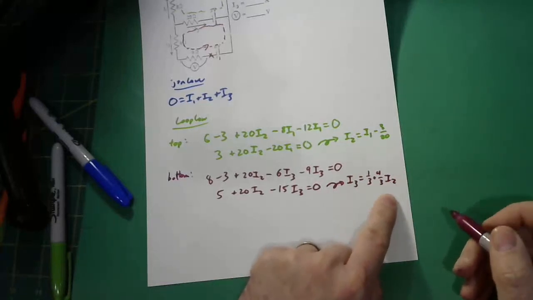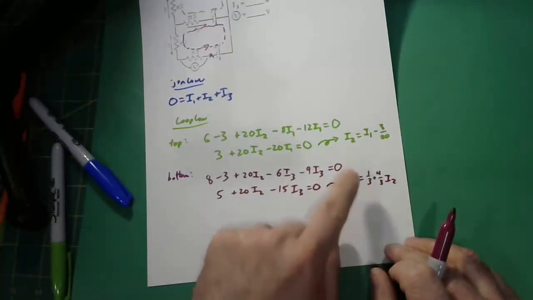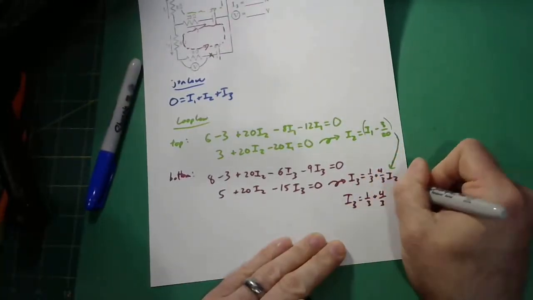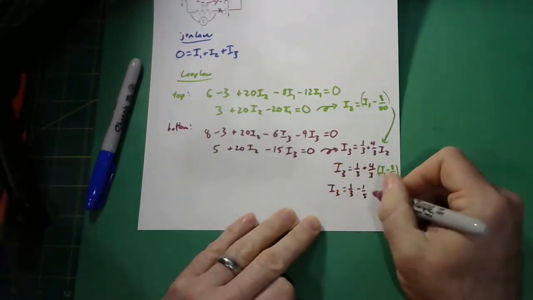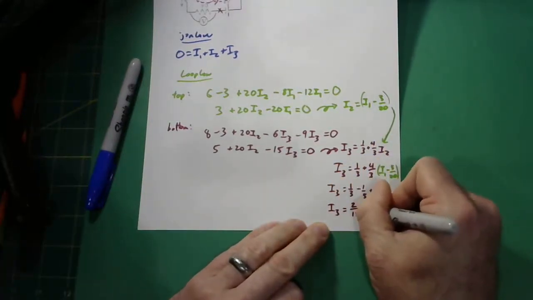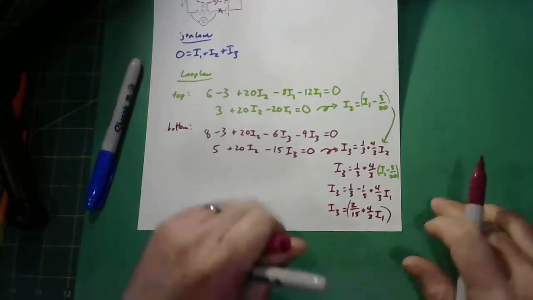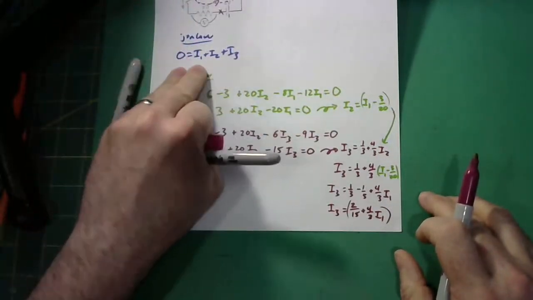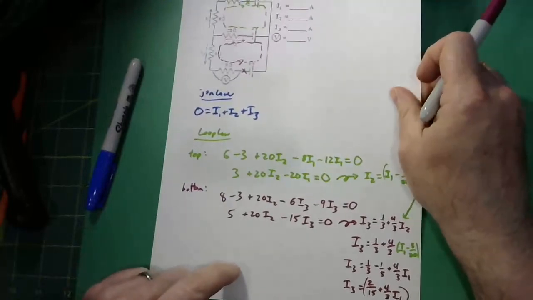So there's I3 in terms of I2. But what I want is everything in terms of I1. So I'm going to use this expression for I2, and I'm going to substitute it there. So here I have an expression for I3 in terms of I1. Here I have an expression for I2 in terms of I1. I could put both of these in here where it says I3 and I2, and I'll have an expression with just one unknown, I1. And so that is the plan.